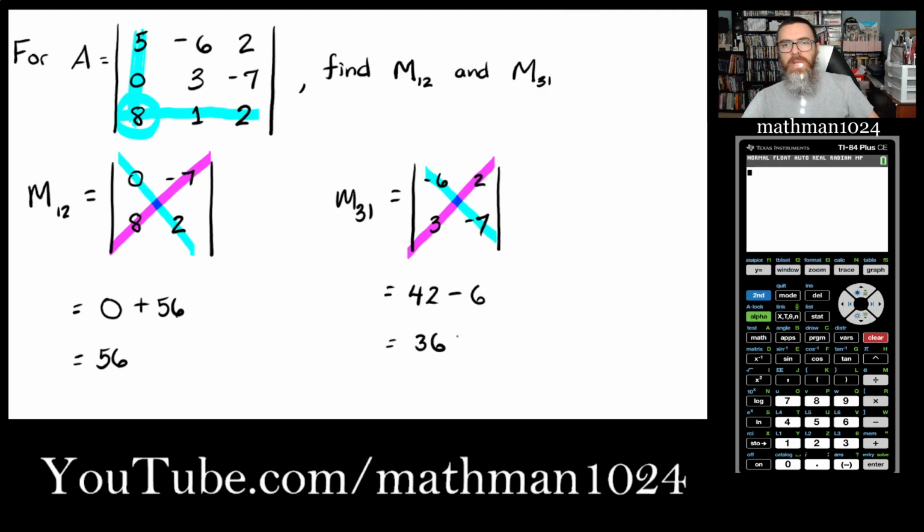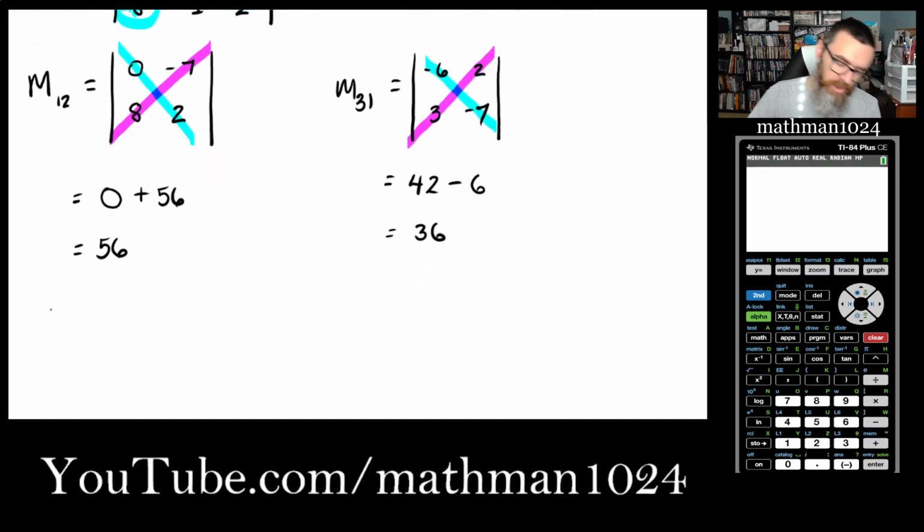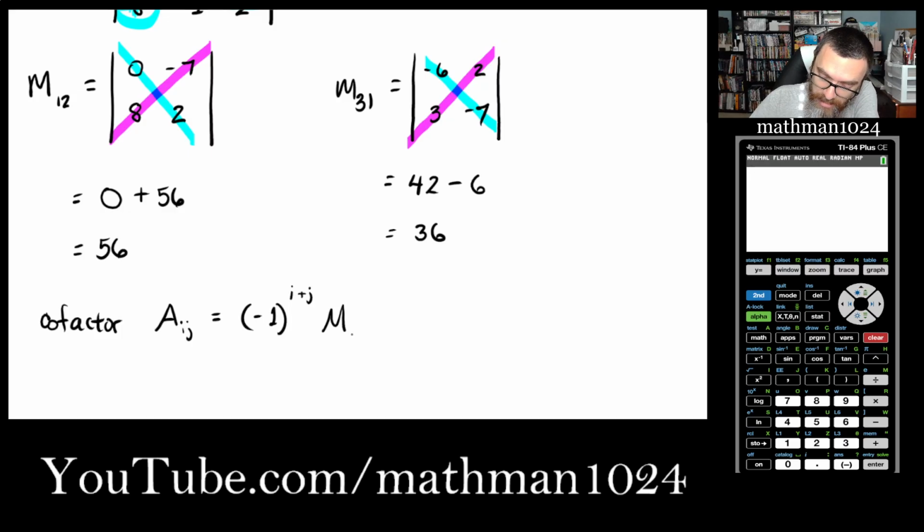Now, we also want to talk about cofactors. Okay, so we can talk about a cofactor A with a subscript I and J. And so this guy is just going to be -1 raised to the I plus J power times the minor M IJ.